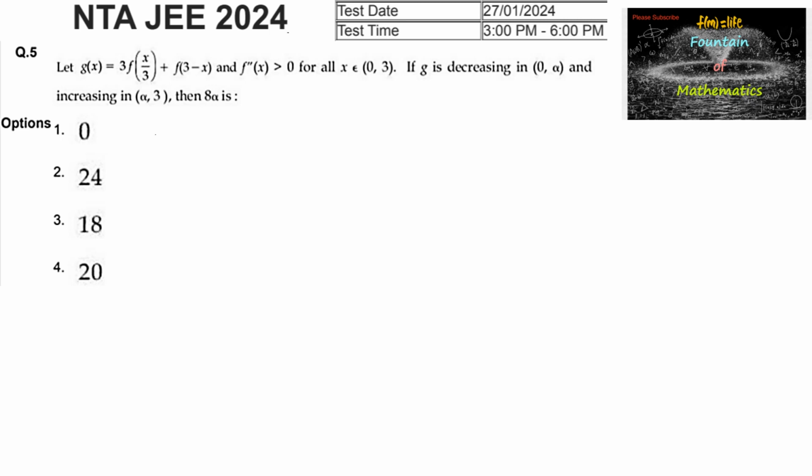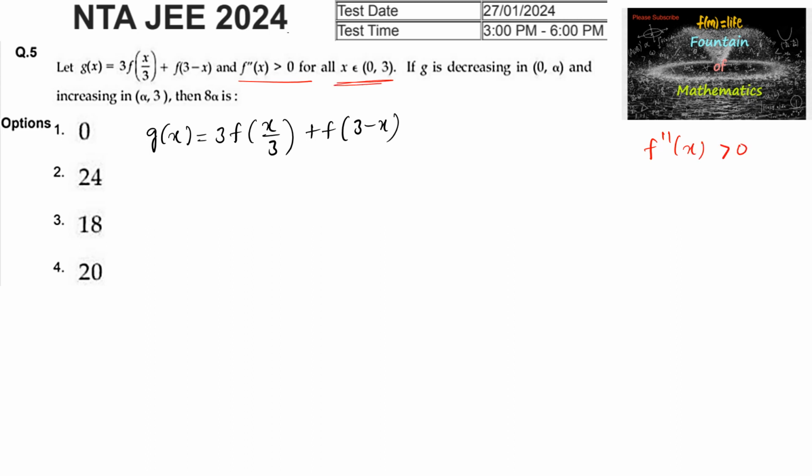Let g of x is equal to 3 times f of x upon 3 plus f of 3 minus x, and f double dash of x is greater than 0 for every x belongs to (0, 3), and g is decreasing in (0, alpha) and increasing in (alpha, 3). Then what is 8 times alpha?